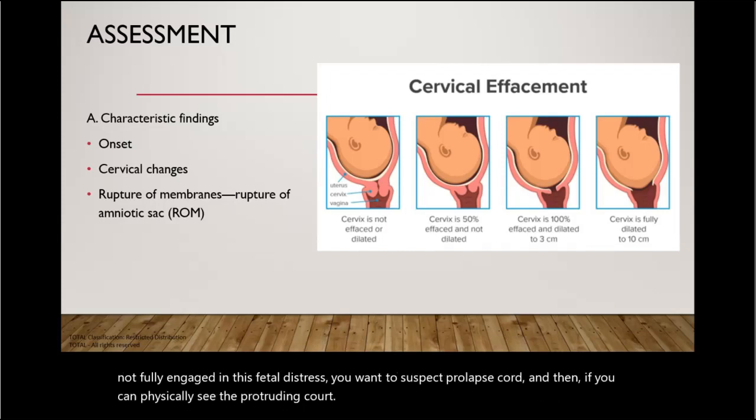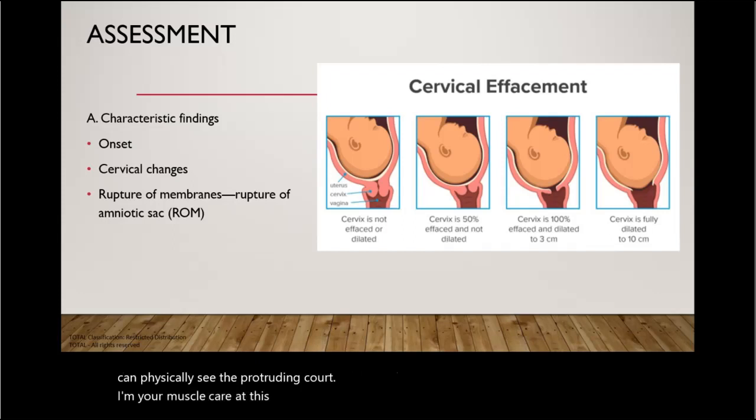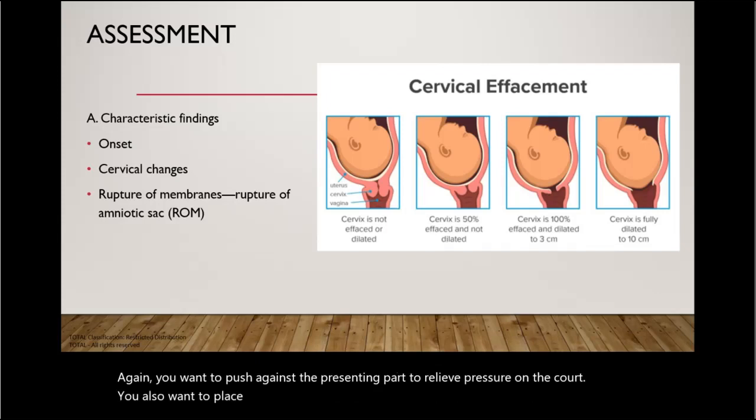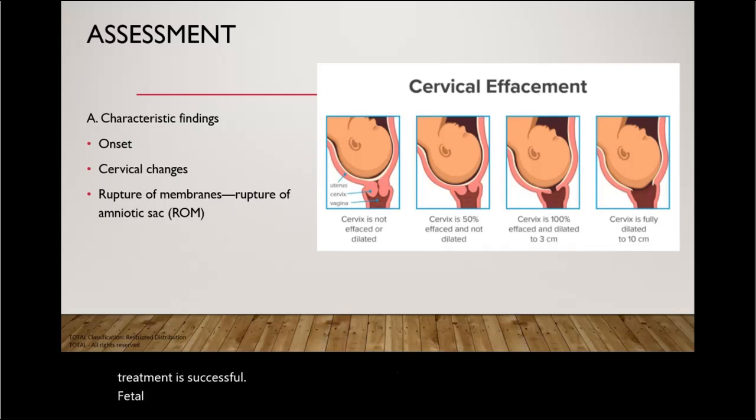And your nursing care at this point will include: you need to call for help. Again, you want to push against the presenting part to relieve pressure on the cord. You also want to place the patient in Trendelenburg or a knee-chest position. And if this treatment is successful, the fetal heart rate will remain unchanged.